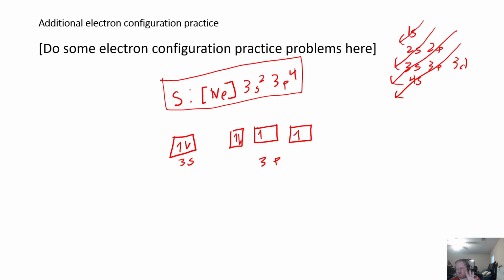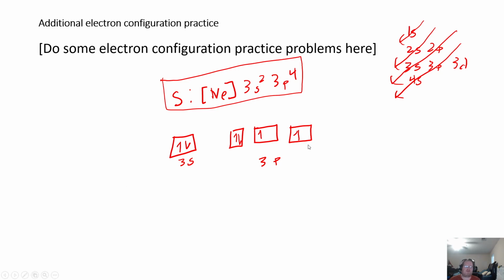There's not some special rule that says it must be the left box before the middle box, though. I just want to mention it, because a lot of times, because we do things a certain way, students might assume, oh, there's some rule for that, but there's not. Okay, so that's how you would do that configuration.